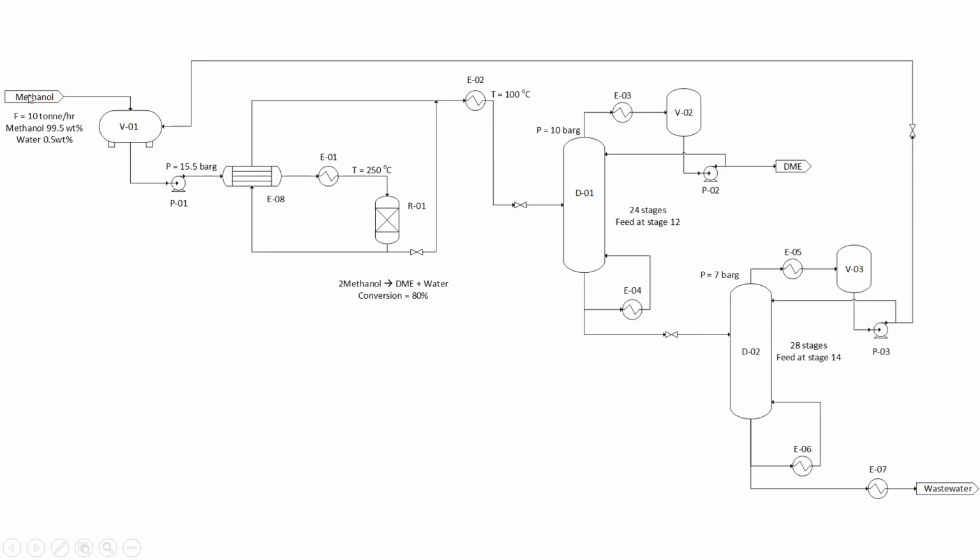we have methanol coming in at 10 tons an hour. The stream consists of 99.5 weight% methanol and 0.05 weight% water. It goes to this vessel, and from this vessel it is pumped to about 15.5 bar gauge through this heat exchanger, and then we have a heater to make sure that the inlet temperature to the reactor is about 250 degrees C.